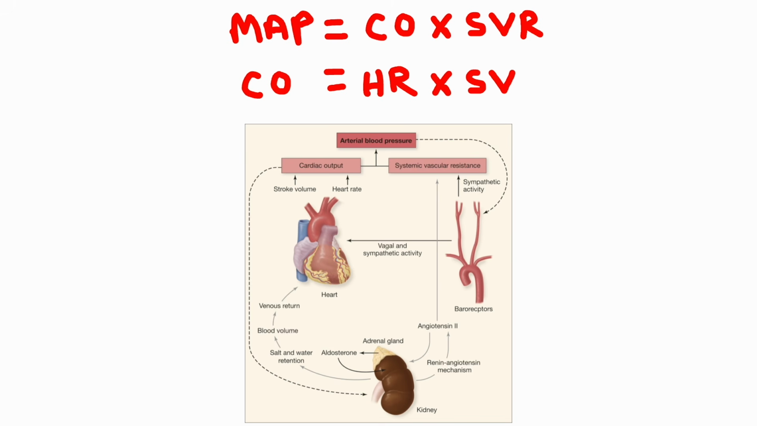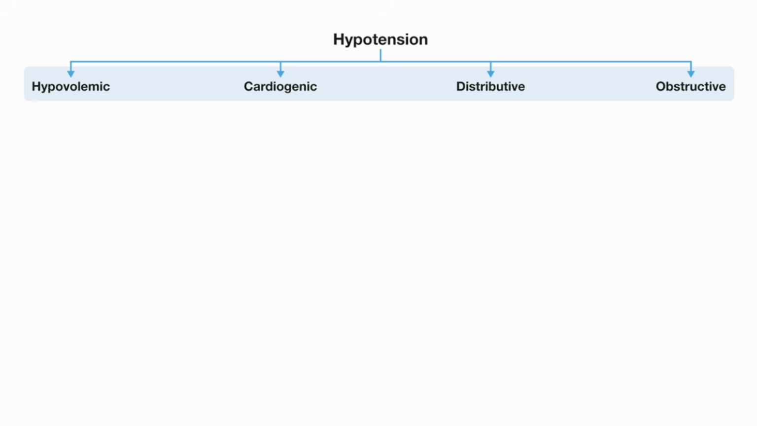So blood pressure reflects a balance between cardiac performance, vascular tone, and circulating volume, all under continuous neural and hormonal control. Hypotension occurs when these compensatory mechanisms are overwhelmed, impaired, or working in the wrong direction. And that's what will allow us to divide hypotension into distinct physiologic categories. Now that we've reviewed the basic physiology, we can build a practical framework for hypotension. At the bedside, nearly every case of hypotension can be understood by asking which part of the circulatory system is failing. And that leads us to 4 major physiologic categories.